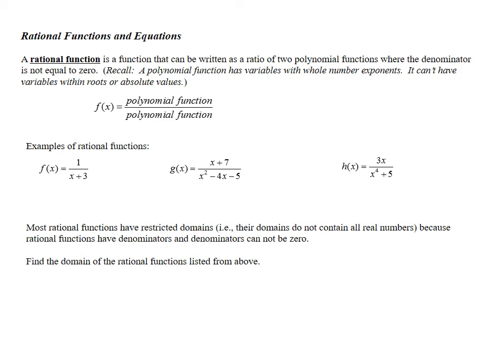Over the next several weeks, we're going to be looking at functions, equations, and expressions with fractions in them. We call a fraction, technically, a rational number. Well, because we're going to be using algebra, we're going to be talking about rational expressions, rational functions, and rational equations. More specifically, a rational function is a function that can be defined as the ratio of two polynomial functions where the denominator is not equal to 0.